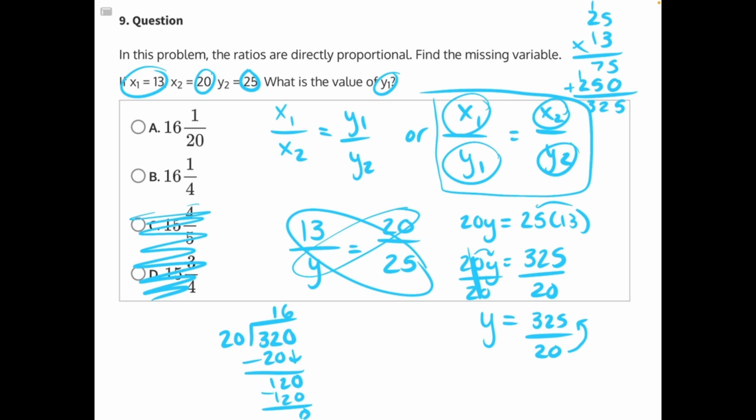Now we know that if we were to have 16 as our whole number, we would be subtracting 320 from 325, right? 20 times 16 is 320. We would have 5 left over out of 20. And if we wanted to simplify that down even further, we would take out the greatest common factor of 5 from both the numerator and denominator and be left with 16 and 1 over 4, making B our correct answer.